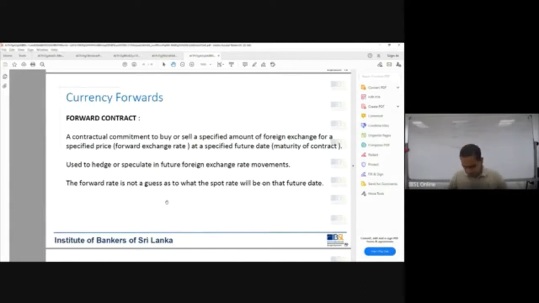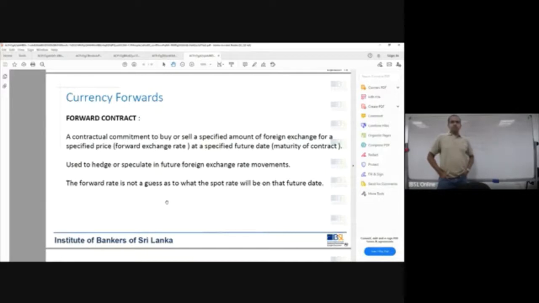What it means is, I will explain. A forward contract is a contractual commitment to buy or sell a specified amount of foreign exchange for a specified price, which is called the forward exchange rate, at a specified future date, or the maturity date of the contract. It's used to hedge or speculate on future foreign exchange rate movements.